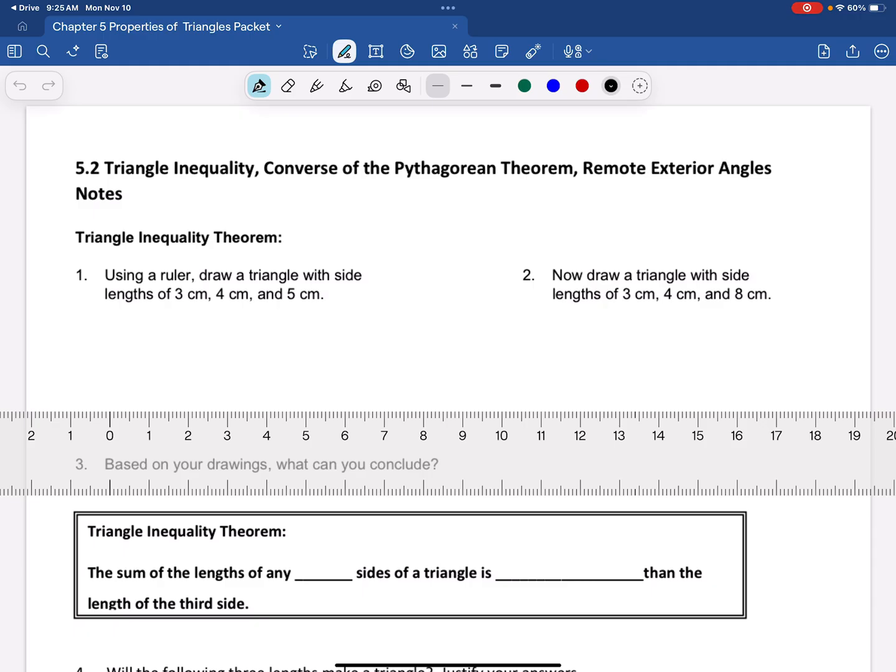It's lesson 5.2. It's our second lesson of this chapter, and our second to last lesson of this chapter. This is another short chapter. It will be over before you know it. So let's go ahead and get started.